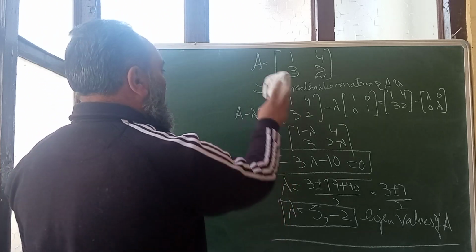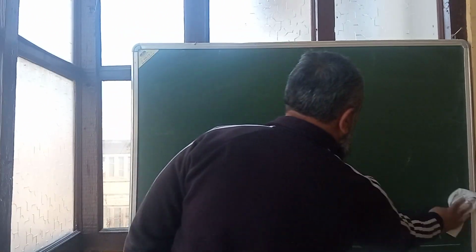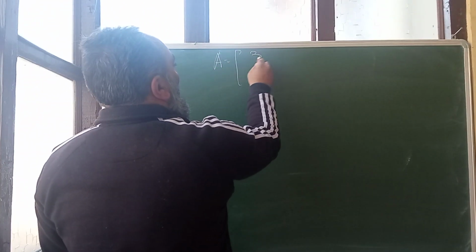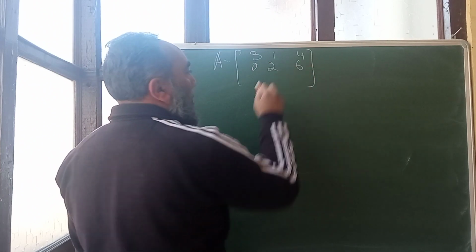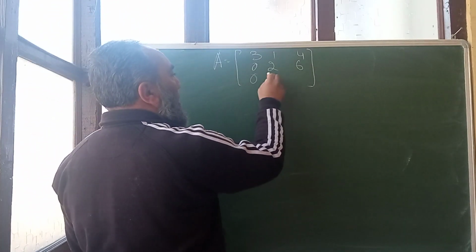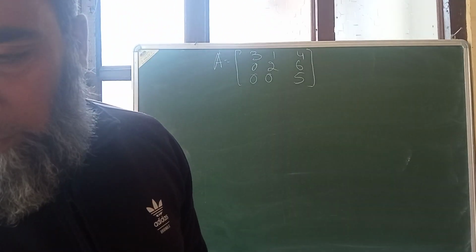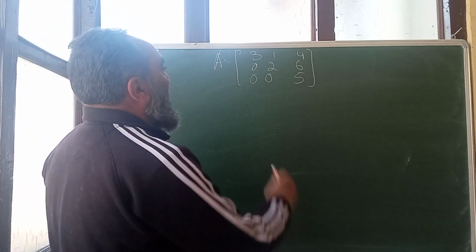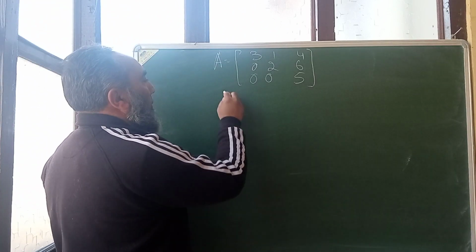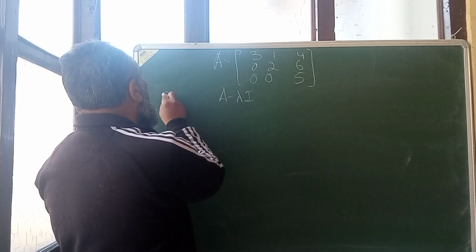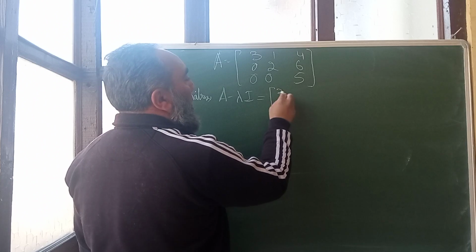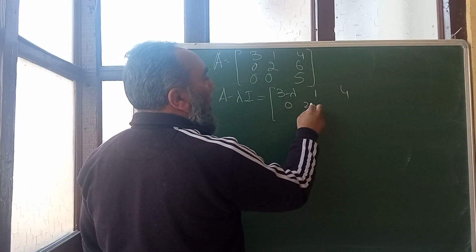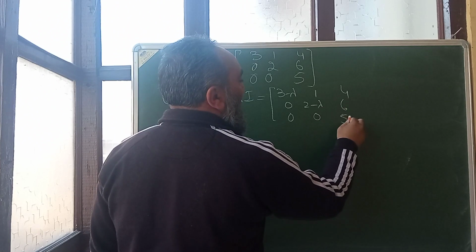Let me take up one more example. The question is A equal to 3, 1, 4, 0, 2, 6, 0, 0, 5. You see, this is A. What is the characteristic matrix? The characteristic matrix is A minus lambda I, which is 3 minus lambda, 1, 4, 0, 2 minus lambda, 6, 0, 0, 5 minus lambda.